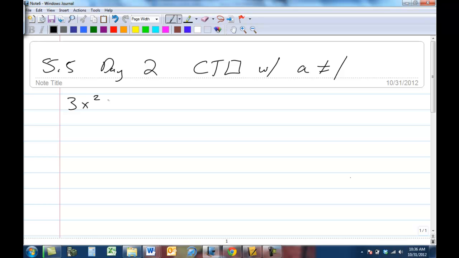3x squared plus 12x minus 5 equals 0. All right, we're going to follow the same steps from yesterday. Step 1, get rid of the constant. We're solving here, right? So 3x squared plus 12x, leave a space, equals 5.